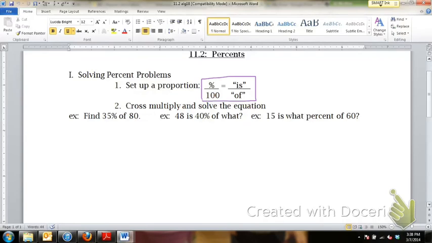There are other ways to go about each of these problems, but based on what you're given in the problem, there's a whole different way to set up the problem. So I'm not going to show all that. This one way will work for all problems. Okay, so we're just going to stick with one method.